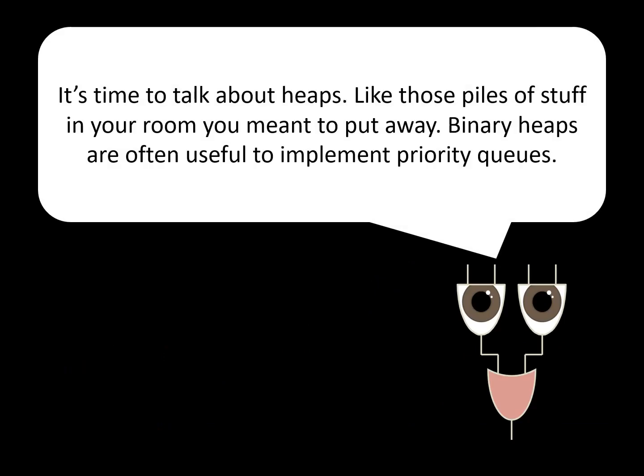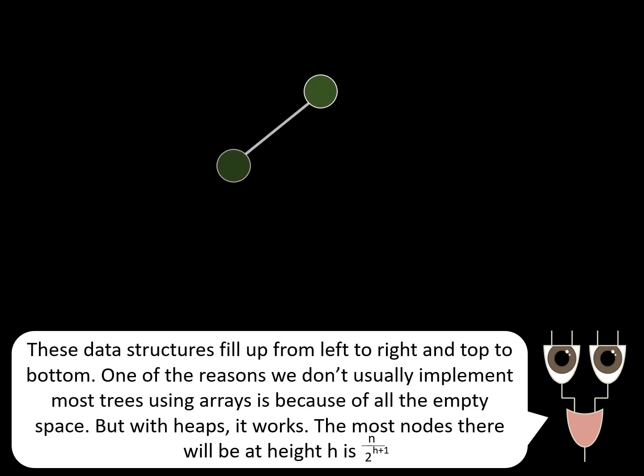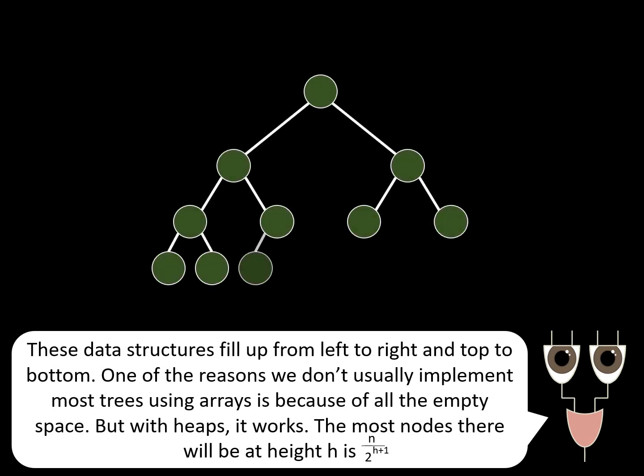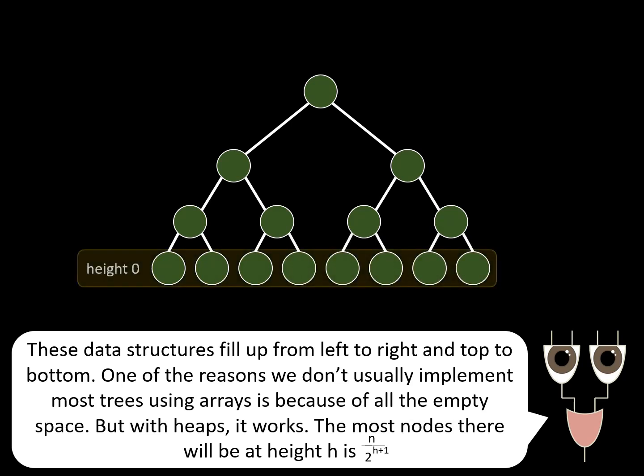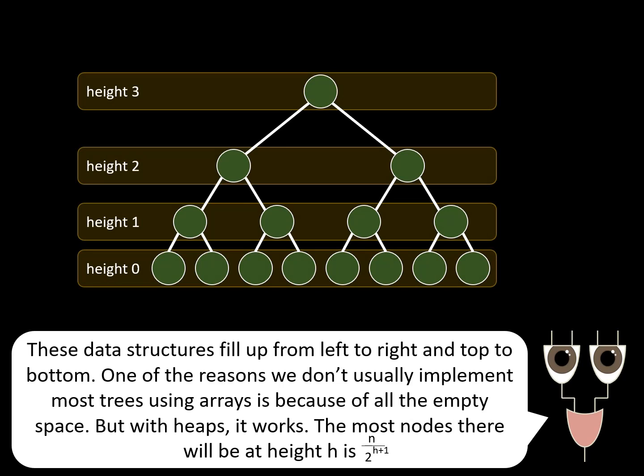It's time to talk about heaps, like those piles of stuff in your room you meant to put away. Binary heaps are often used to implement priority queues. These data structures fill up from left to right and top to bottom. One of the reasons we don't usually implement most trees using arrays is because of all the empty space. But with heaps, it works.